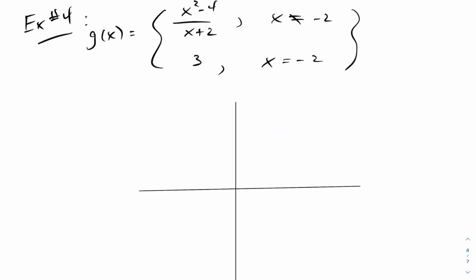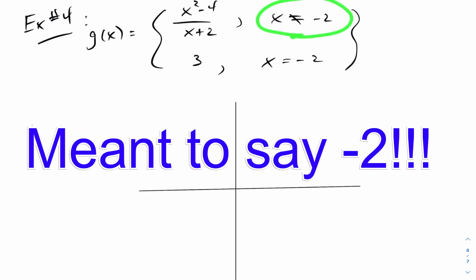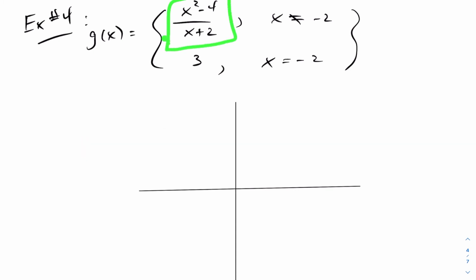So this piecewise function is saying that when x is not equal to 2, we're going to output the function (x squared minus 4) divided by (x plus 2). And when x is equal to 2, we're going to output the function g at x equals 3. So what we want to do here is take a closer look at what happens when x is not equal to 2. In particular, focusing on this function.